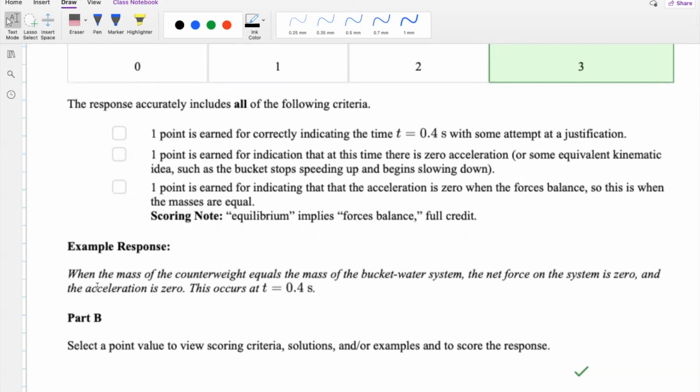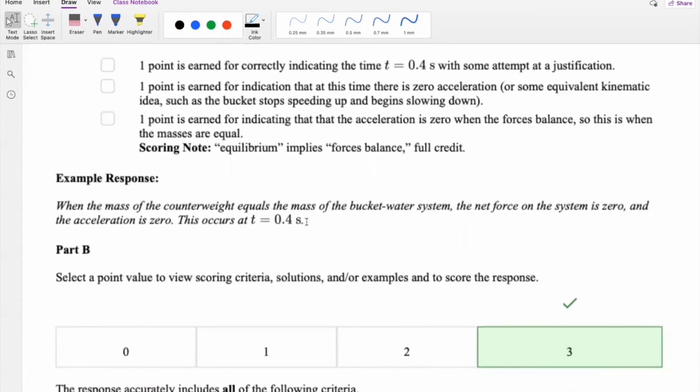And the 3rd point is earned for indicating that the acceleration is 0 when the force is balanced. So this is when the masses are equal. Equilibrium implies forces balance, and so therefore would get full credit for the scoring note here. And this is if the AP reader saw something along these lines.